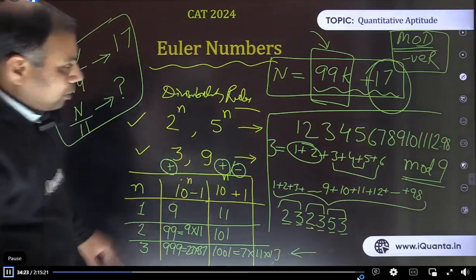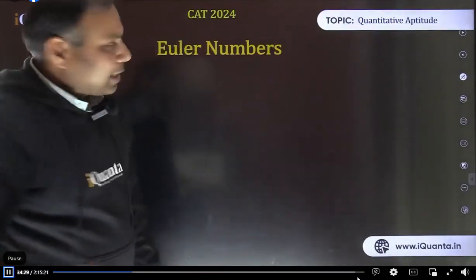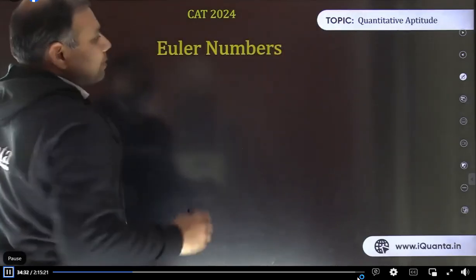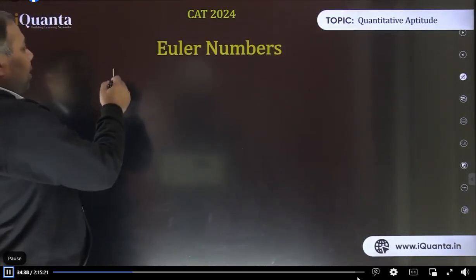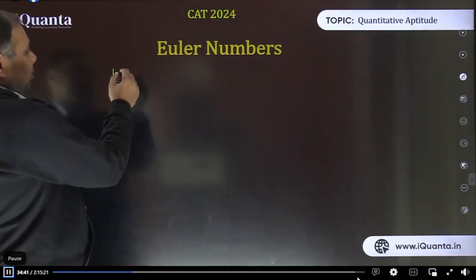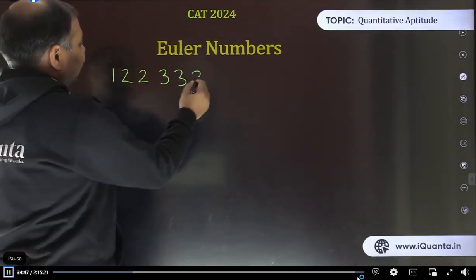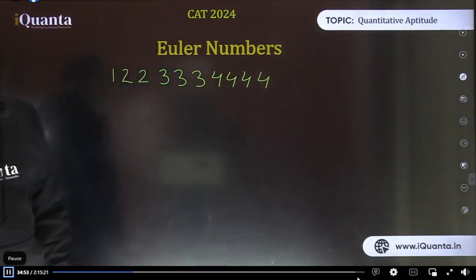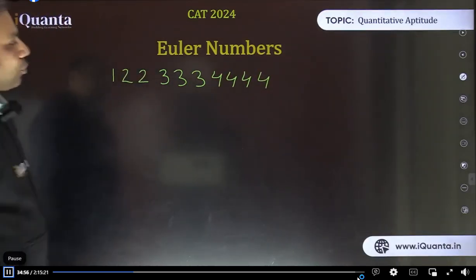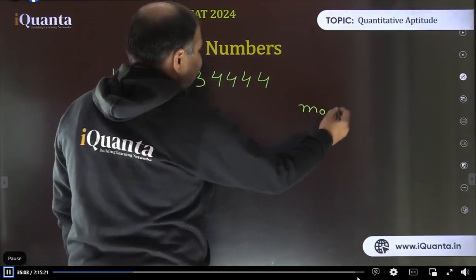Okay, let me take one more example for all of this. I'm erasing it and now try to answer this. Let me take a large number and this time I'm not using AP. Let me take another number, say 1, 2, 2, 3, 3, 3, 4, 4, 4, 4. Let's stop here. It's a 10-digit number, okay? Now I want to find what is the remainder when this number is divided by 9.